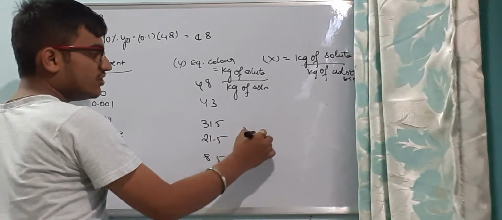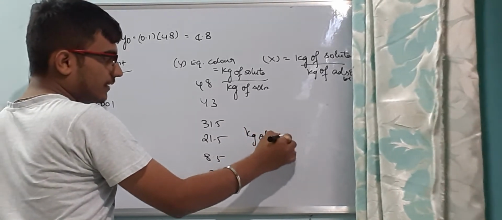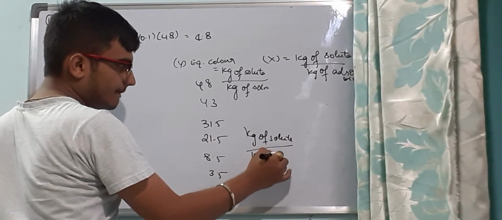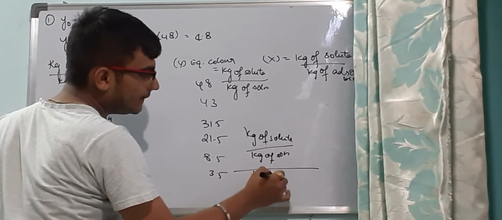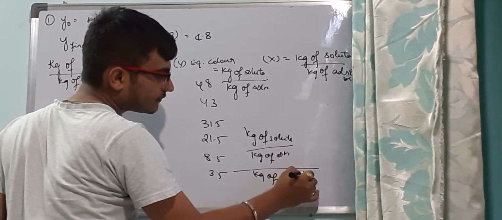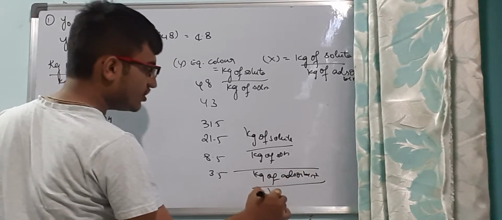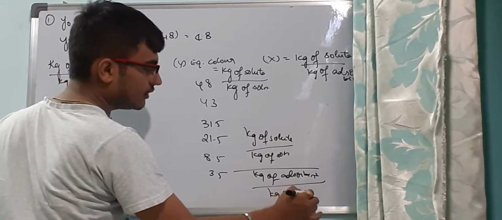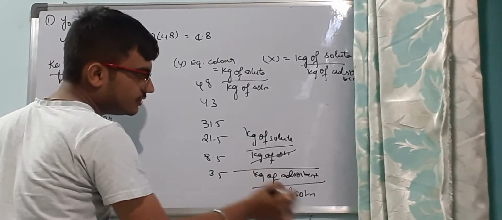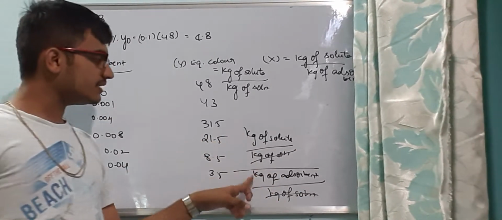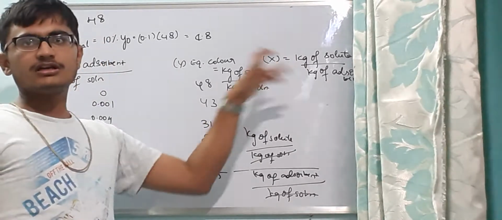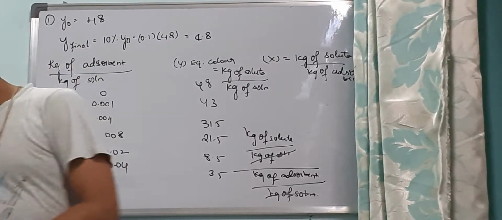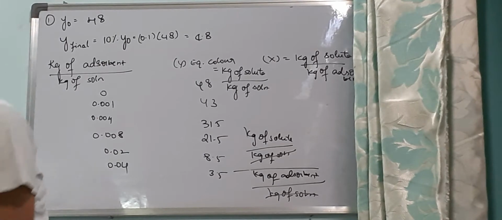Yes. So kg of solute per kg of solution is y. Dividing that by kg of adsorbent per kg of solution, the kg of solution gets cancelled. So we get kg of solute per kg of adsorbent, which is the requirement, the x value. Clear? So this is how you have to calculate x. Now I will show you how we calculate the x value.